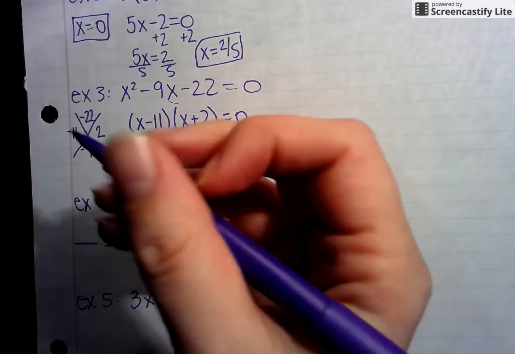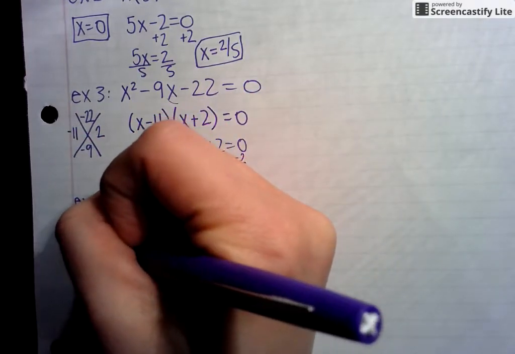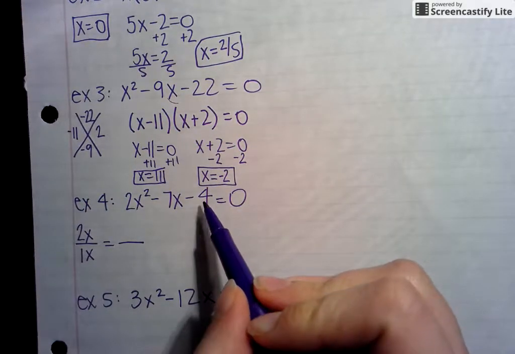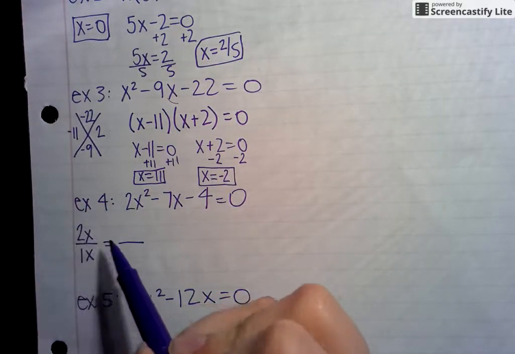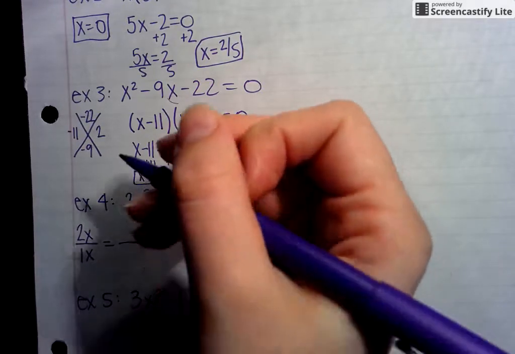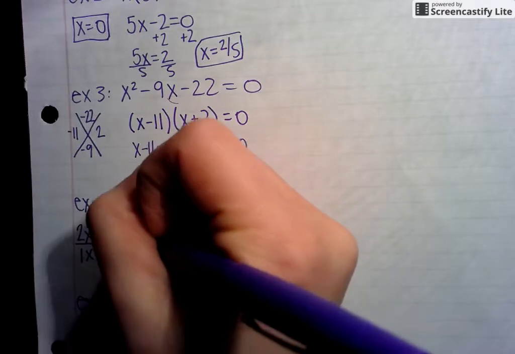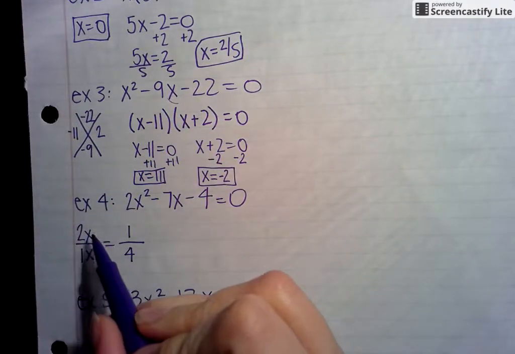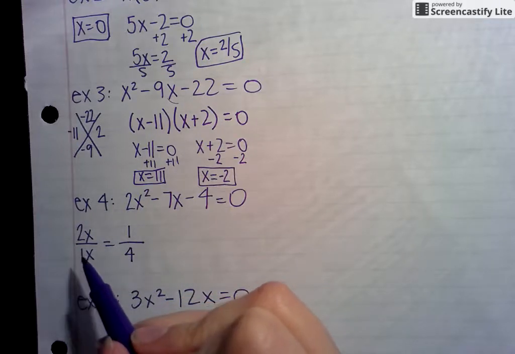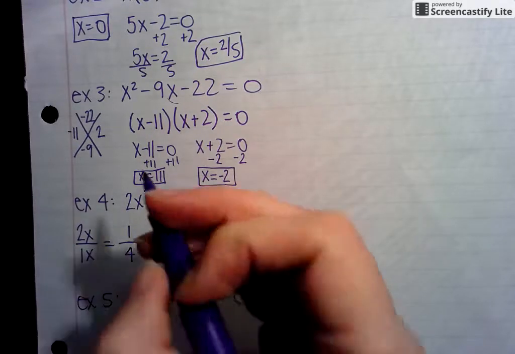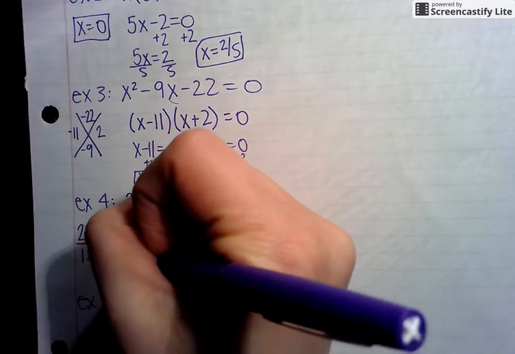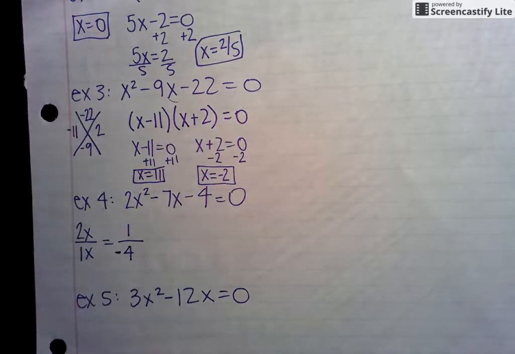So I need two factors that multiply to get me 2, so that would be 2x and 1x. Now I need factors of -4 that, if I multiply them together, are going to add up to this -7. Well, if I put 4 and 1, I know that 2 times 4 is 8, and 1 times 1 is 1. I know that this is a negative 4, and I have to get negative 7, so I'm going to make the 4 actually a negative 4.